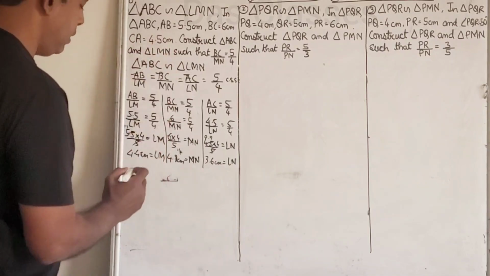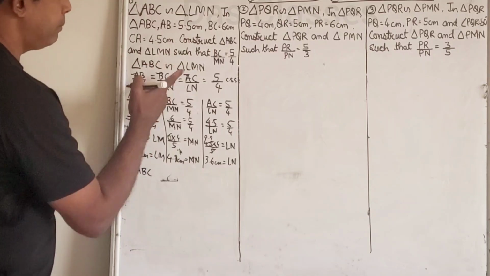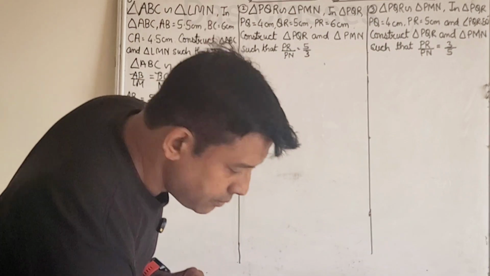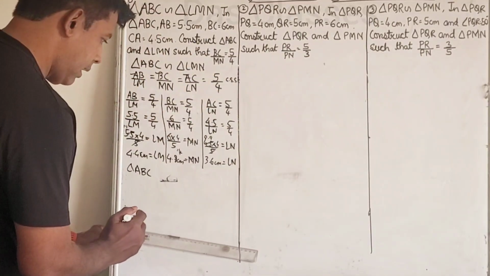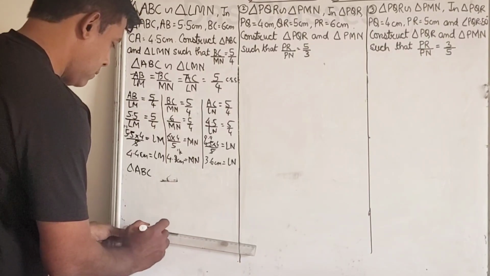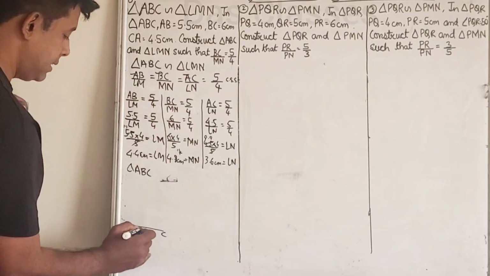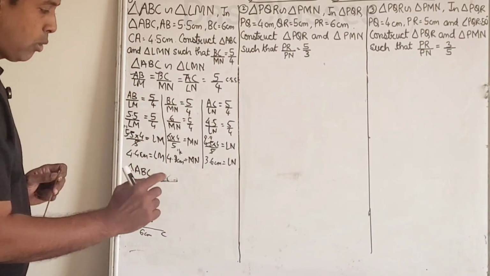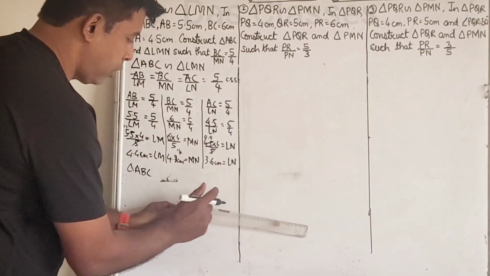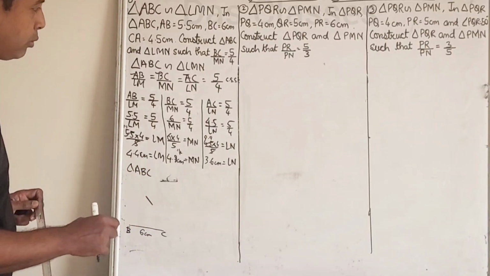For example, for triangle ABC, you can consider any side as the base. Let's draw BC down. We'll take the scale and draw BC down. BC is 6 centimeter. Then on the rounder, take 5.5 centimeter for AB, mark it, and from there draw an arc with the help of the rounder.